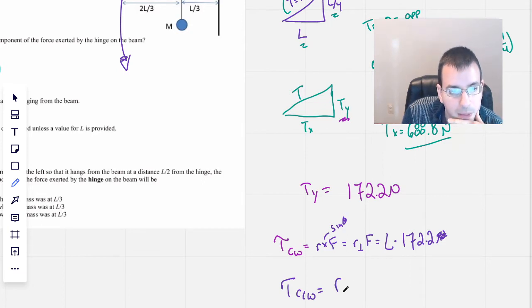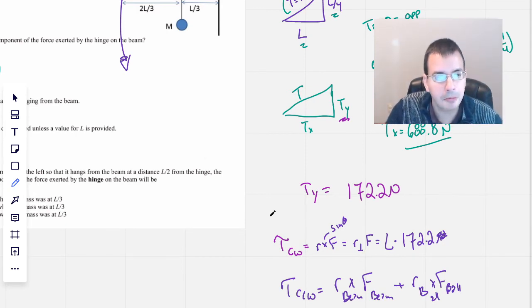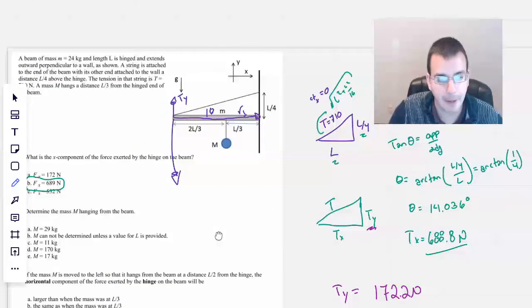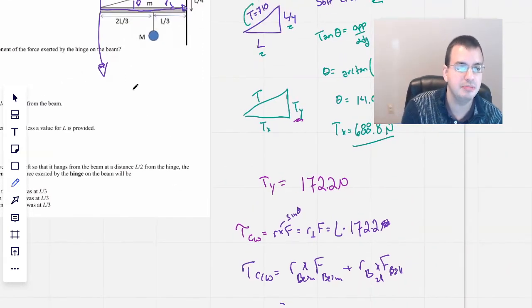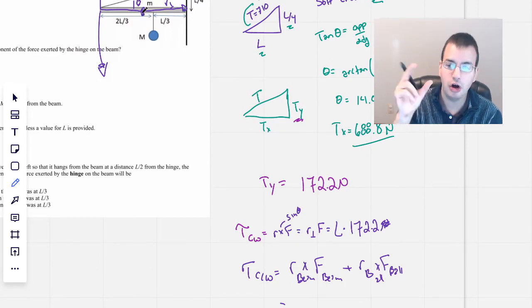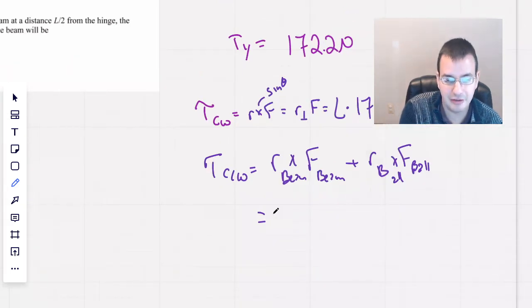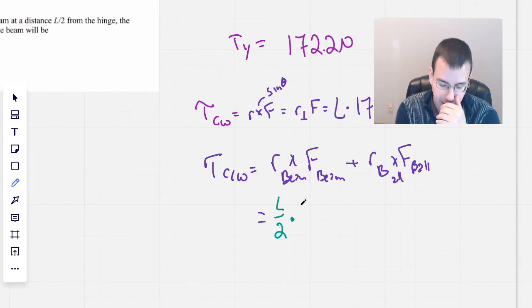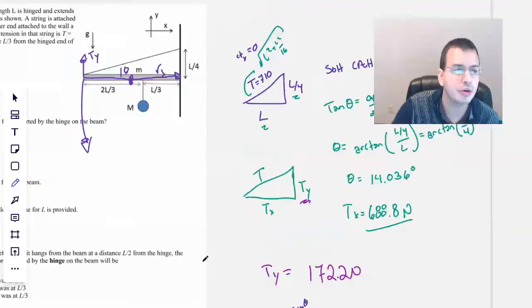We're going to have r beam times force beam, plus r ball cross force ball. I know they both start with B, which makes it difficult, but maybe instead of beam I could have used bar. No, that's just as bad. Okay, so we'll look at these. The r in this case will be the distance from the hinge. For the beam, we're going to say that the beam can be modeled as all the mass at the center of mass, 24 kilograms, and this will be due to gravity. So we have L over 2 times 24 kilograms times 9.8, mass times gravity. That's the force. Plus r of the ball. I think that's L over 3. Check real quick. Yep, L over 3.